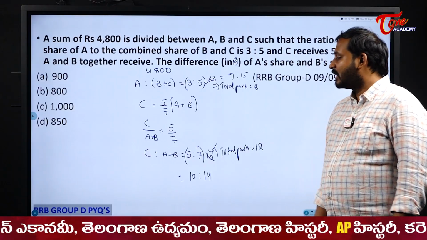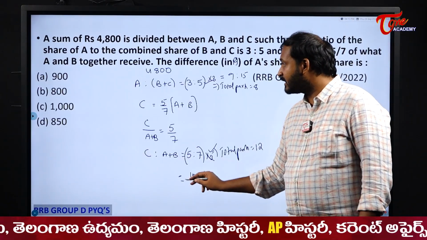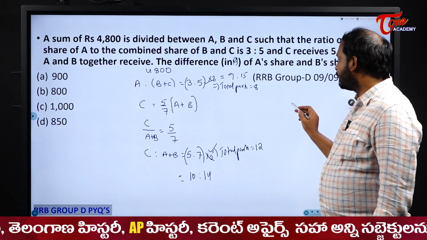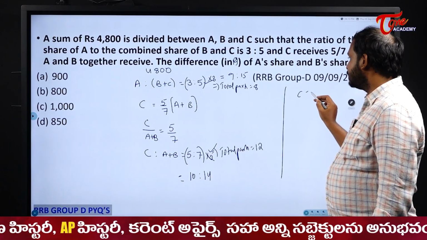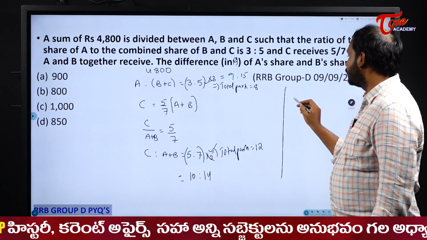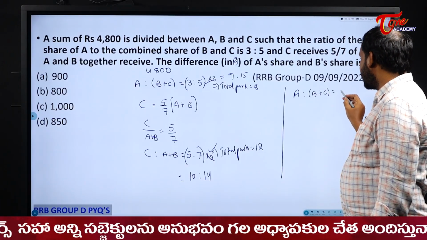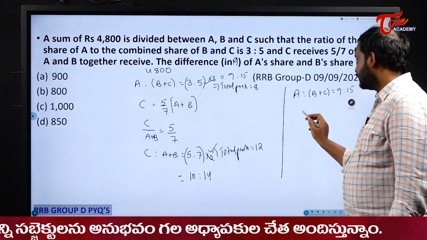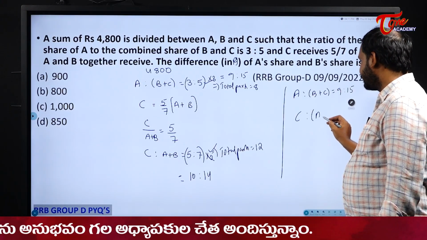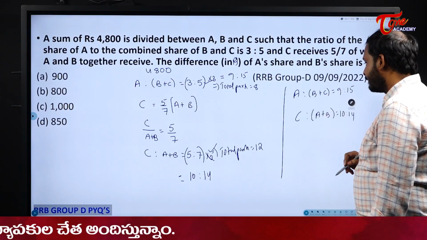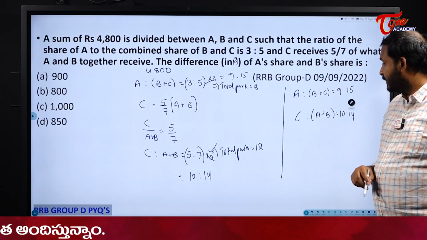Now see here. Now I can consider that C is how many parts? 10 parts. B and C together are 15 parts. At last, what I came to know is that A is to B plus C is equal to 9 is to 15, and C is to A plus B is equal to 10 is to 14. Now please see here, students.